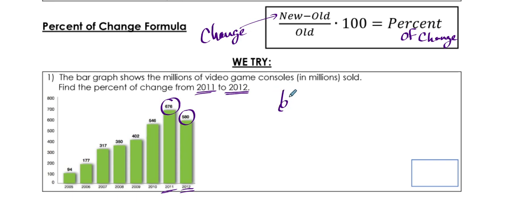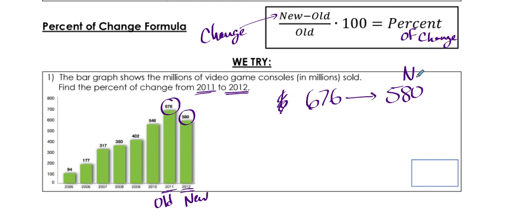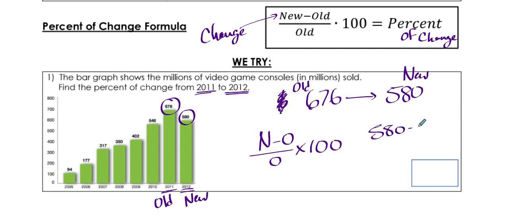So it was 676, and now it's 580. It used to be 676. 2011 is the old one. 2011 is older than 2012. That's the new one. So 580 is our new amount. 676 is our old amount. And now we can just substitute into this equation directly. The new minus the old divided by the old times 100. It's 580 minus 676 divided by 676 times 100.